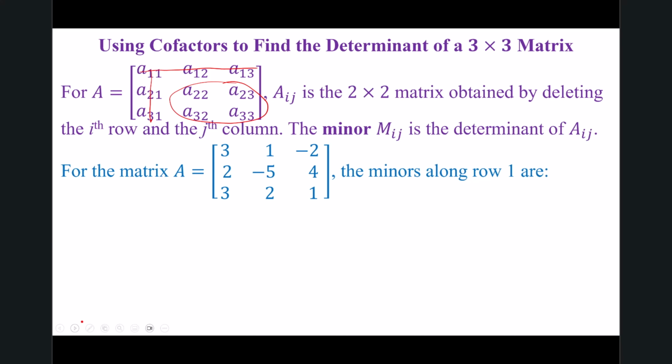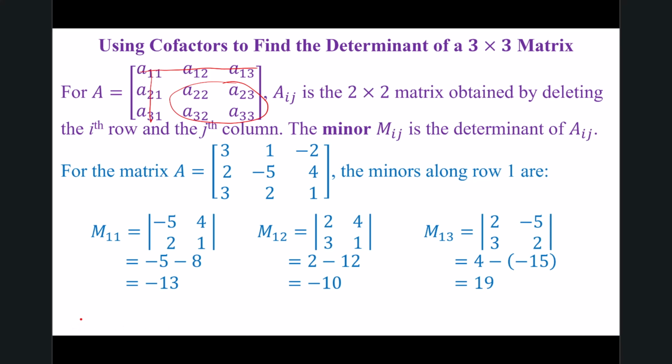So for the matrix A, the same matrix, the minors are along what we had before. So M11, if we cross off the first row, first column, we have this negative 5, 4, 2, 1 left, and that's what's right here. For M12, if I cross off row 1 and column 2, what I have left is this 2, 4, 3, 1. And the same thing for the M13. Cross off row 1, column 3, and we have that minor. So we found the minors before.